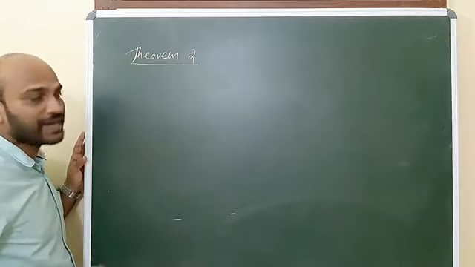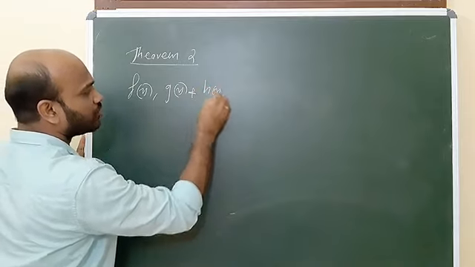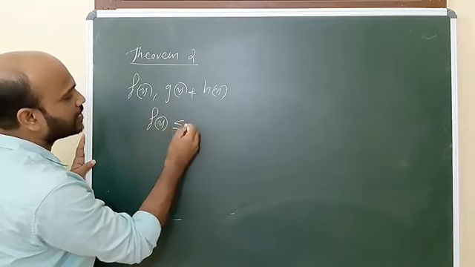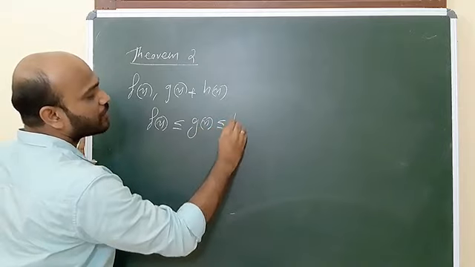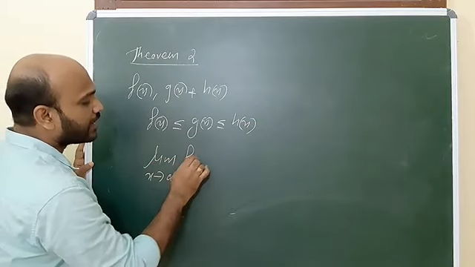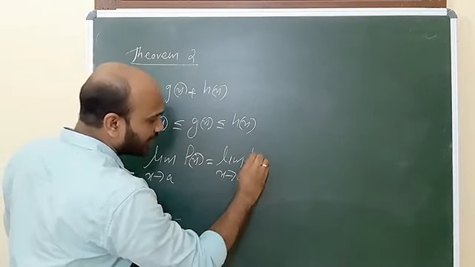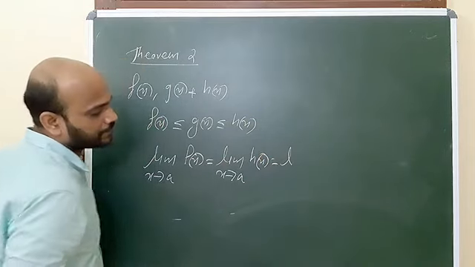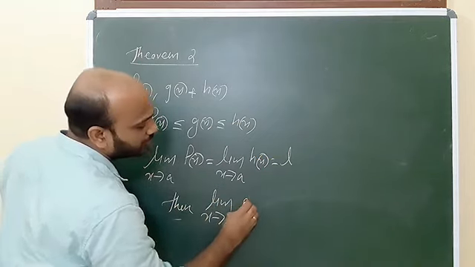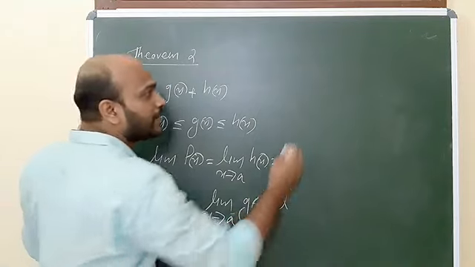Theorem 2 states that if f(x), g(x) and h(x) are three functions satisfying the condition f(x) less than or equal to g(x) less than or equal to h(x), and limit x tends to a of f(x) is equal to limit x tends to a of h(x) equal to L, then limit x tends to a of g(x) is also equal to L. And its graph will be like this.